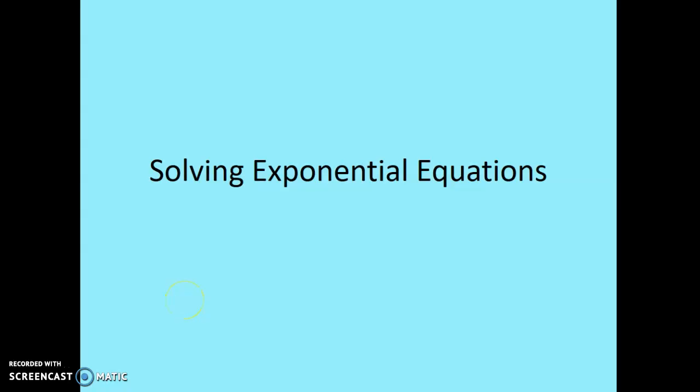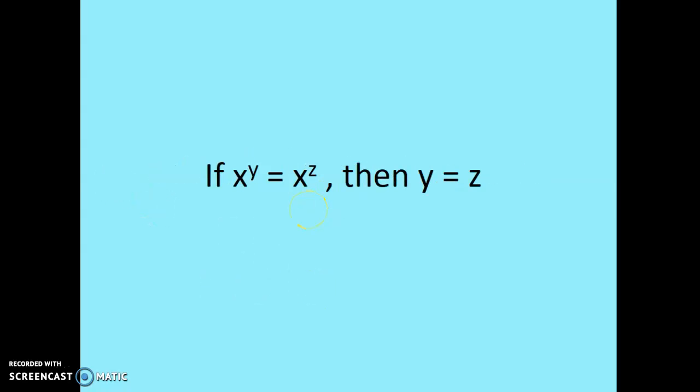So today we're going to be looking at solving exponential equations. All right. So the big key for solving exponential equations is this little guide right here. It says if x to the y is equal to x to the z, then y equals z. So what we're trying to tell you is that if your exponential equations have the same base, the base will go away and the equation becomes based on the exponents. You just set the exponents equal to each other and then solve.